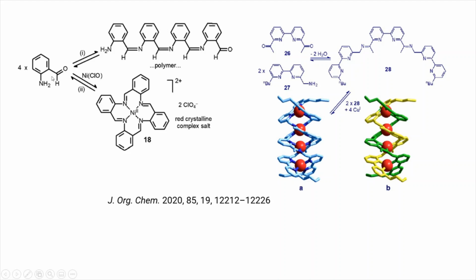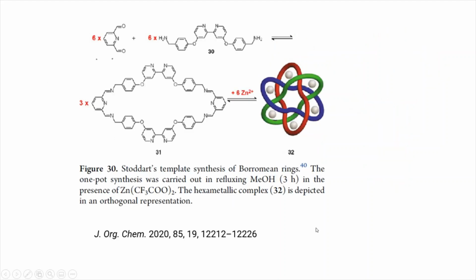And also, if you use the same amine and aldehyde in the same group, it can go to polymerization, but in the presence of some metal salt or metal catalyst, they form a chlorine-type, red crystalline complex salt. So here also it is forming the Schiff base. Also here it is a Schiff base, but it is mediated by this nickel catalyst.